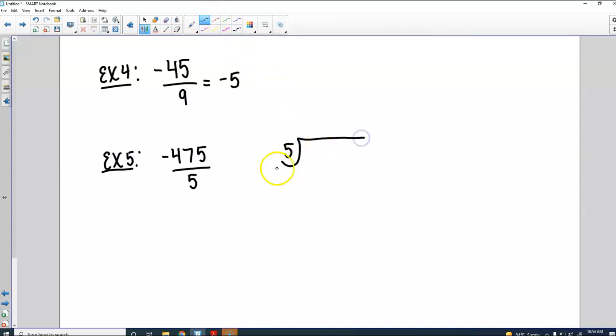Ignore your signs because we just know the answer is going to be negative for this because we got a negative over a positive. So we got 475. And so for long division, we're going to ask ourselves, does 5 go into 4? Doesn't go into 4, right? So 5 goes into 47 how many times? 9.